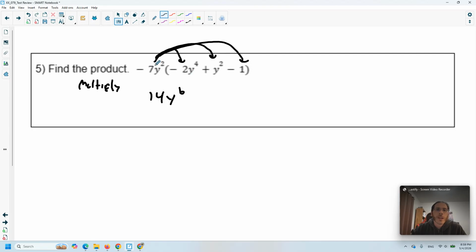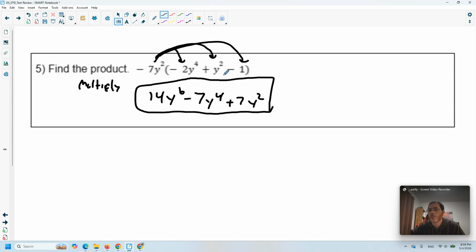For the next one, negative 7 times regular 1 is negative 7. 2 plus 2 is 4. Negative 7 times negative 1 is positive 7. And then 2, there's no other y's, so we just leave that as y to the second. So there we go. We just distribute it.